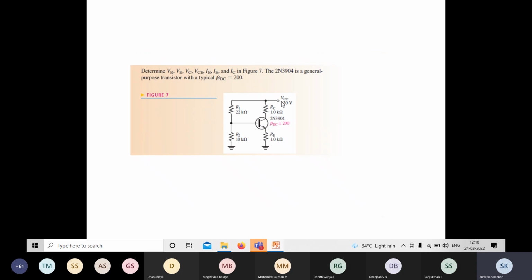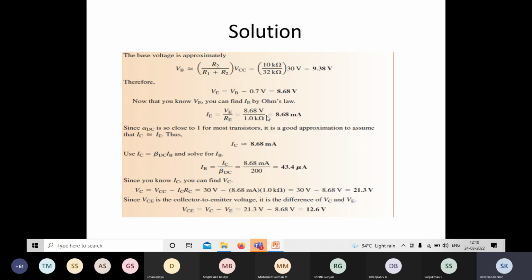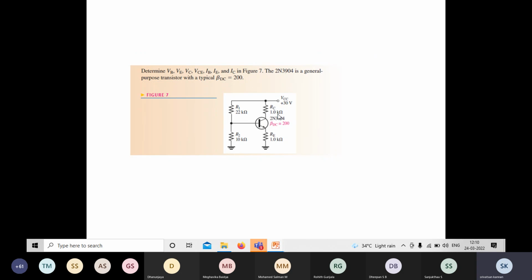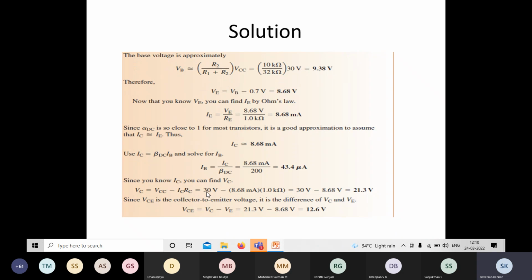So VC is equal to VCC. If you write a KVL, VCC minus IC RC, right? So this is the collector voltage. If you apply a KVL around this loop, you will get this equation, VC equals VCC minus IC RC. So what will happen?